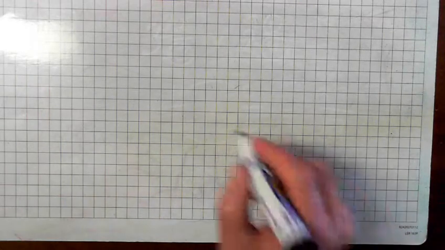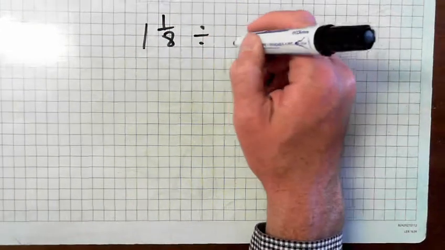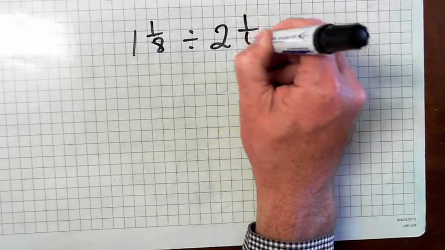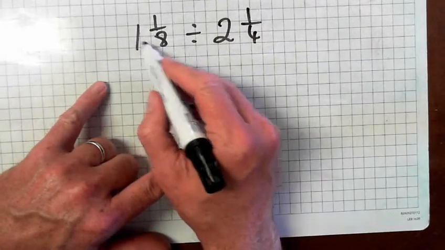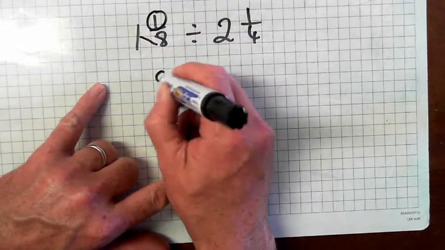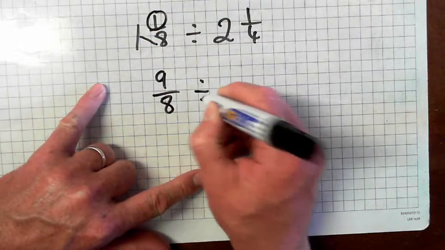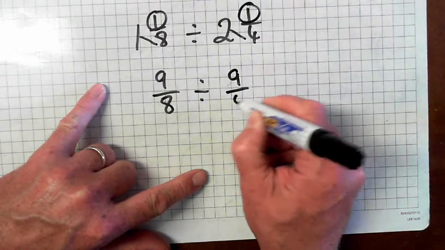And then what about division? 1 1/8 divided by 2 1/4. First of all, change them to improper fractions. 1 times 8 is 8 plus 1 is 9 over 8, divided by 2 times 4 is 8 plus 1 is 9 over 4.